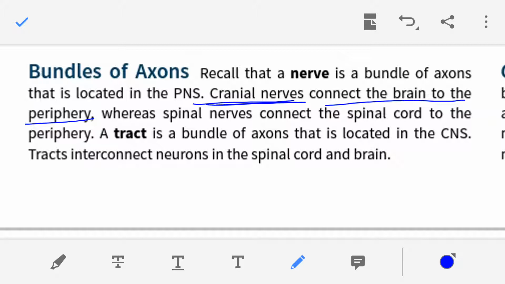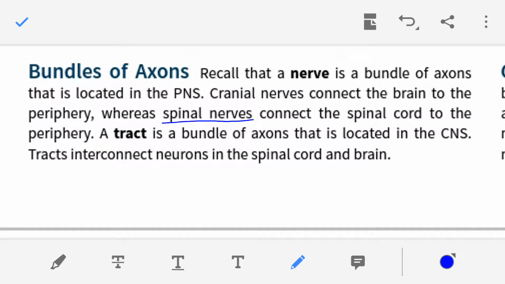So the nerves are either motor nerves, or sensory nerves, or mixed type nerves. So these are the cranial nerves. The cranial nerves are connecting the brain to the various organs of our face, let's say.